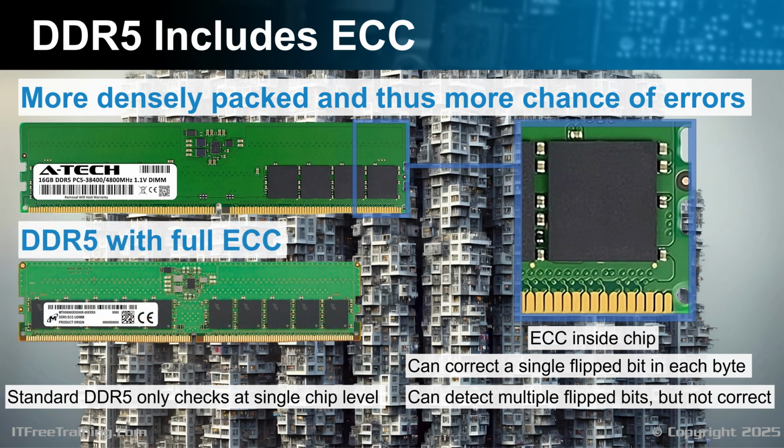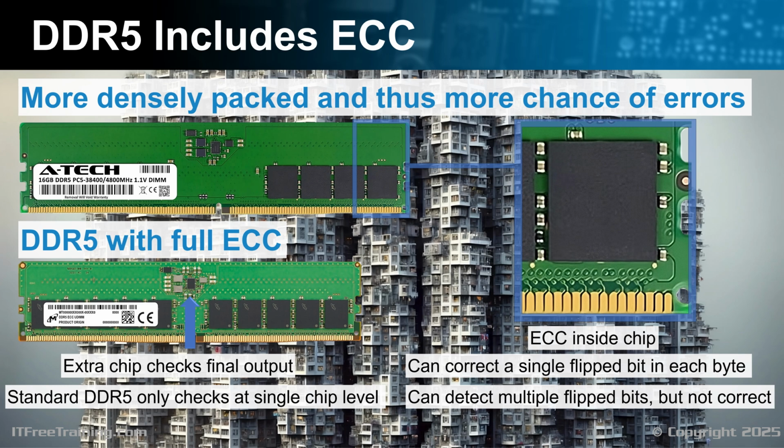DDR5 also comes with full ECC. The difference here is that there is an extra chip which checks the final output. This means the final output to the CPU is checked. Single bit errors can be corrected before they reach the CPU, while multiple bit errors can be detected but not corrected. This is different to standard DDR5, which only checks at the single chip level.